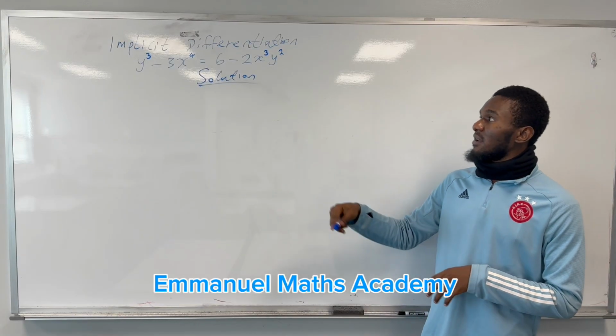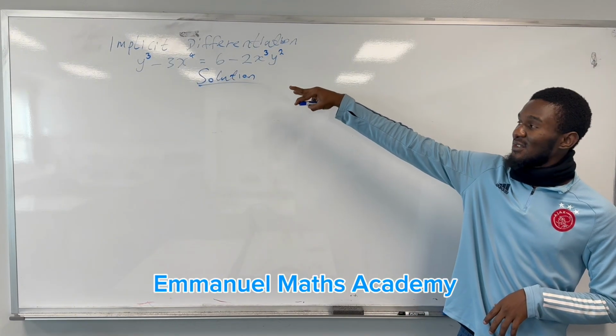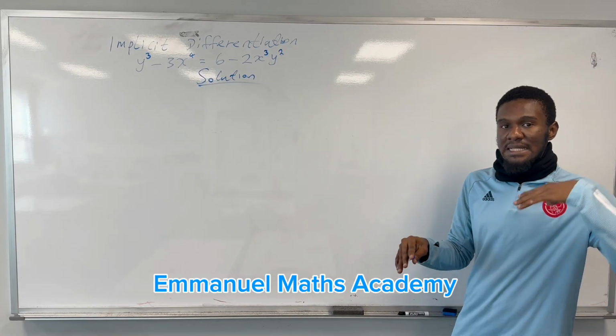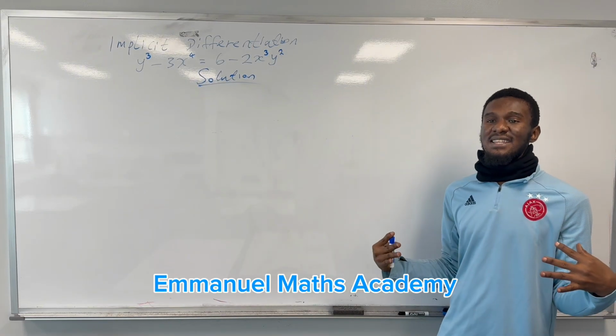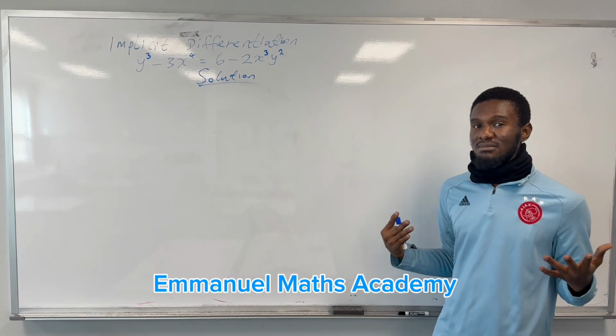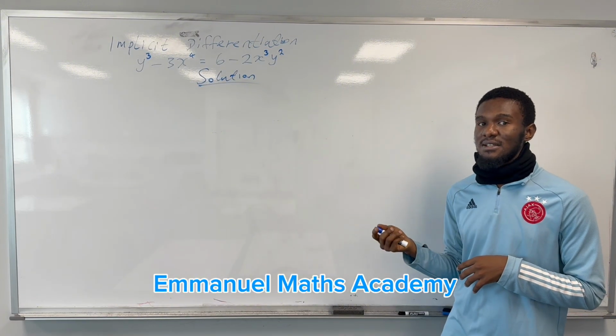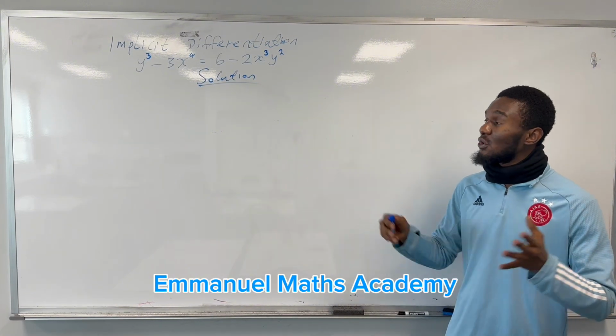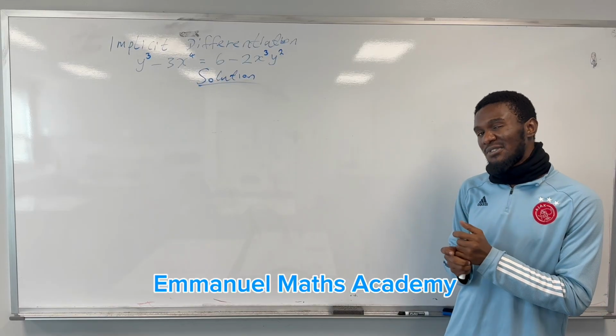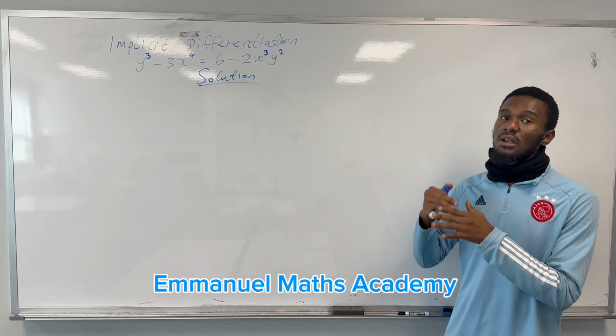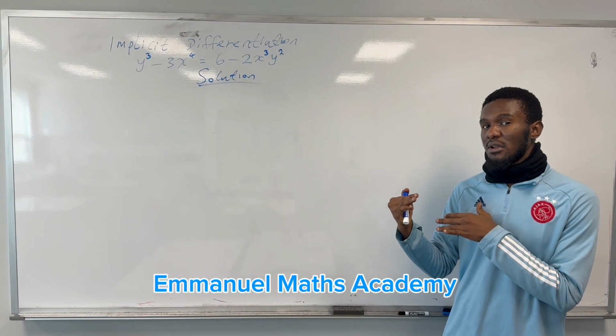So today we have a problem on the board. We can see that in this function we have both x and y inside the equation, right? We are asked to differentiate y with respect to x. So how do you go about this? You differentiate this using what we call the implicit method, right?